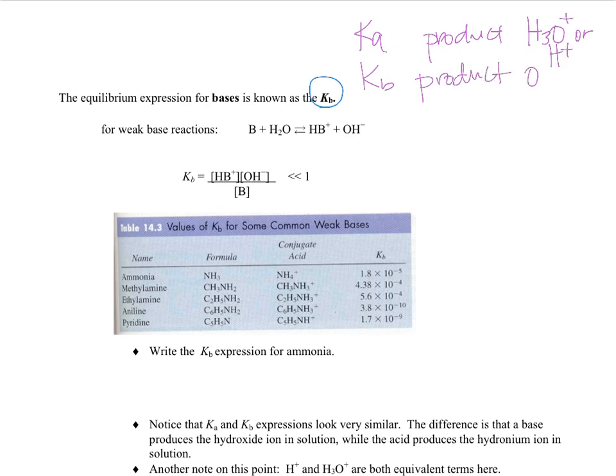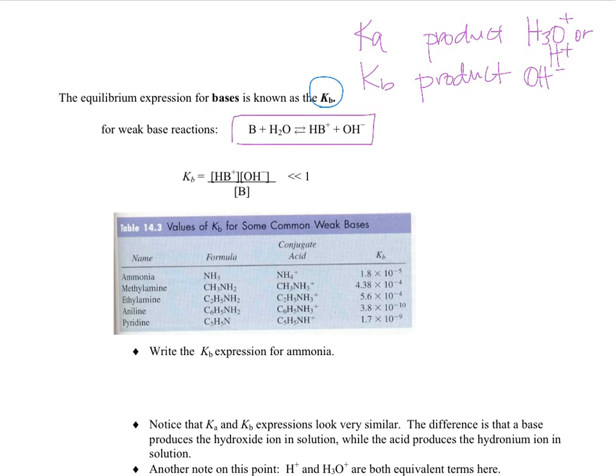So that's the difference in them. And they're reversed of each other. So they're the opposite. So if you have a strong base, remember its conjugate is a weak acid. So that kind of tells you that information. So for weak base reactions, here's your generic equation.